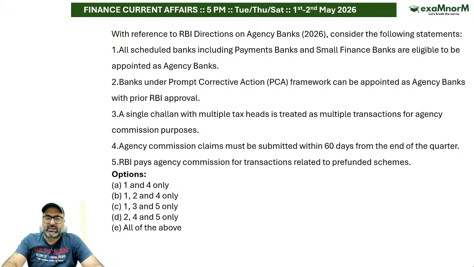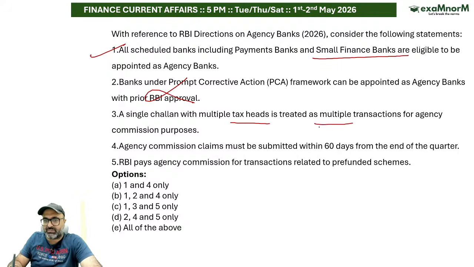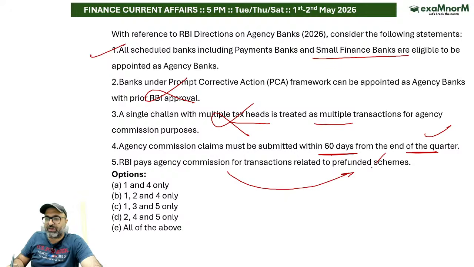ठीक है जी, चलो let's try to solve the question. The question says all scheduled banks including payment banks and small finance banks are eligible. Yes. Bank under PCA framework can be appointed. No. A single challan with multiple tax heads is treated as a multiple transaction. No. Agency commission claim must be submitted within 60 days from the end of quarter. Yes. RBI pays agency commission for transaction related to pre-funded schemes.